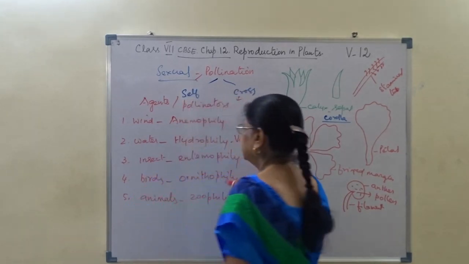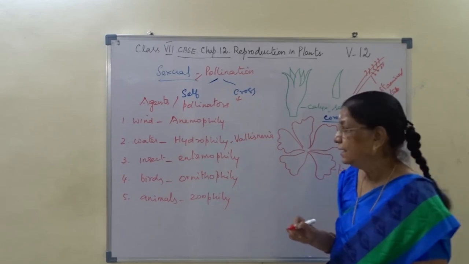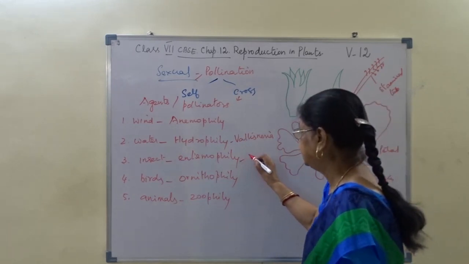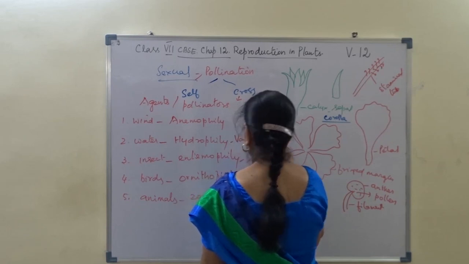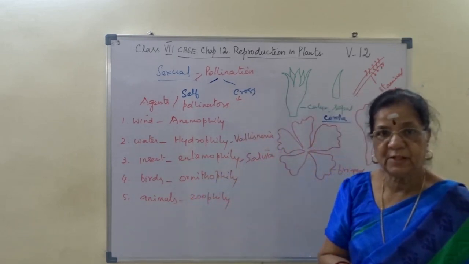Vallisneria is a water plant. Entomophily is insect pollination. A typical example is salvia.